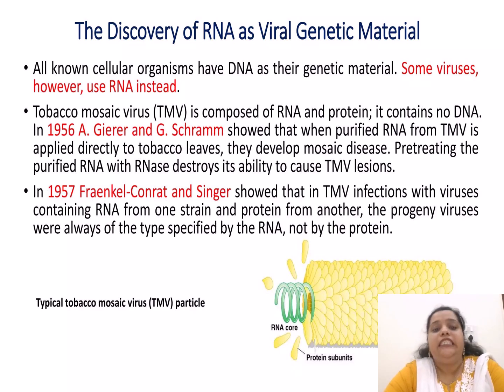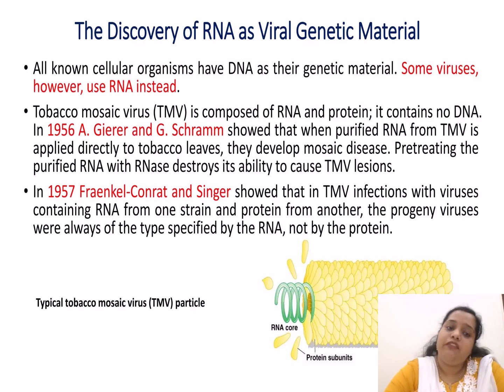In 1956, Gierer and Schramm showed that when purified RNA from tobacco mosaic virus is applied to tobacco leaves, they develop tobacco mosaic disease. Now, pre-treating this purified RNA with RNase, which hydrolyzes the RNA, destroys its ability to cause the TMV lesions.